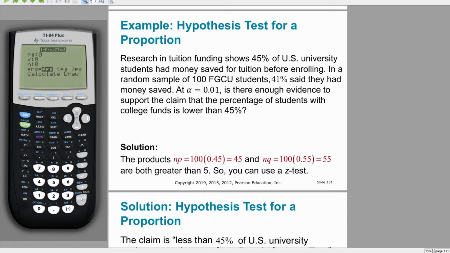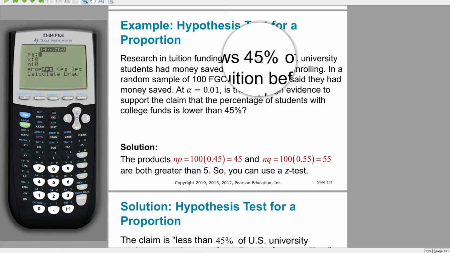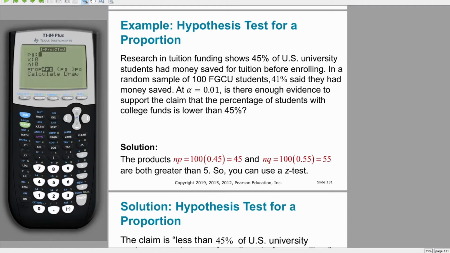We have to be careful about our inputs here. We don't have as many options, just like how with the one proportion z interval we had fewer options. Same thing with the z-test. Here we put in the value for p0 as a proportion. We're talking about the research that shows 45% have saved money, so the value for p0 is that given 0.45.